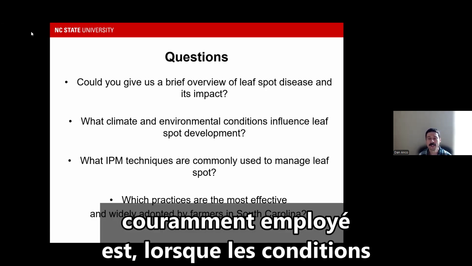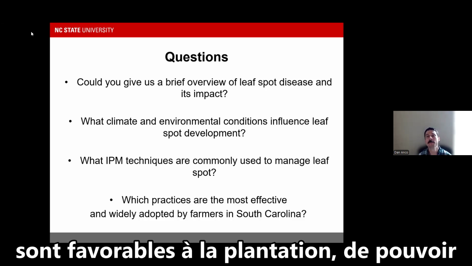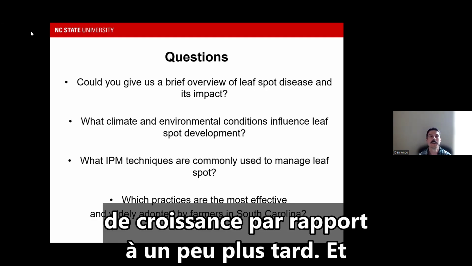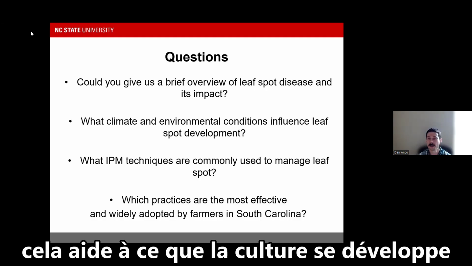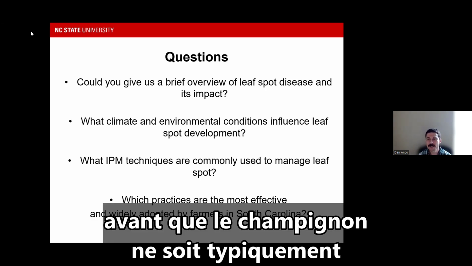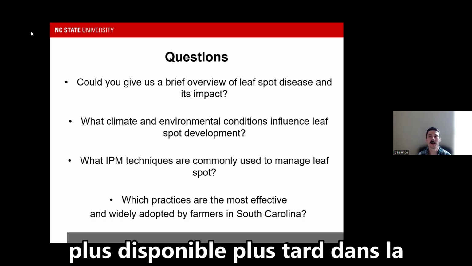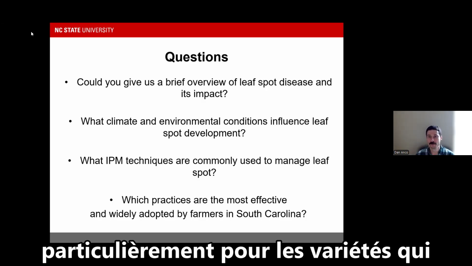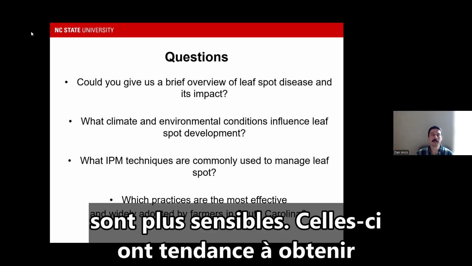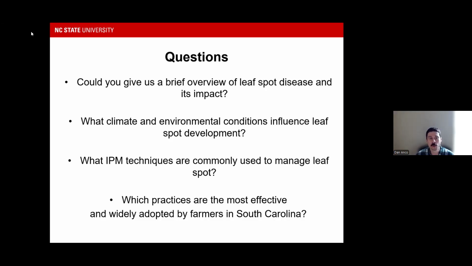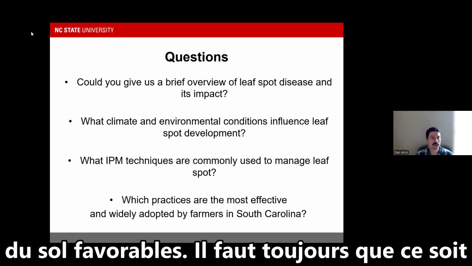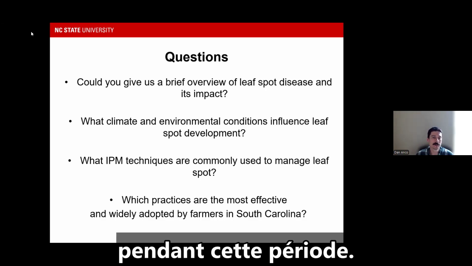Another item that is commonly employed is where conditions are favorable to planting, being able to plant slightly earlier in the growing season compared to slightly later. And that helps to get the crop developing ahead of when the fungus typically would be more available later on in the growing season. That is helpful as well, particularly for those varieties that are more susceptible. Those tend to get better results when they're planted a little bit earlier in the planting window. But of course, we still need to have conducive temperature and soil moisture conditions. It still needs to be a good time to plant the peanut during that time.